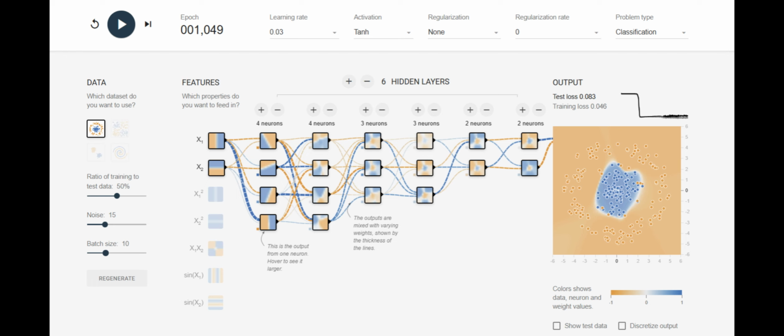Dataset: different patterns, circle, spiral. Training versus testing split, noise present. Here we see the dataset. The model is trained on part of the data and tested on unseen data. Noise represents real-world uncertainty, like interference in radar or sonar signals.